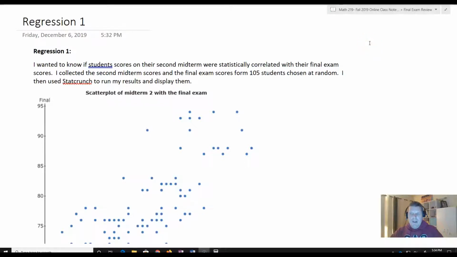Right, so we're continuing our final exam review. This next one is looking at regression, and this is one of the last topics that we had inside of the course. So let's take a look at regression. Regression is comparing two quantitative variables, right?